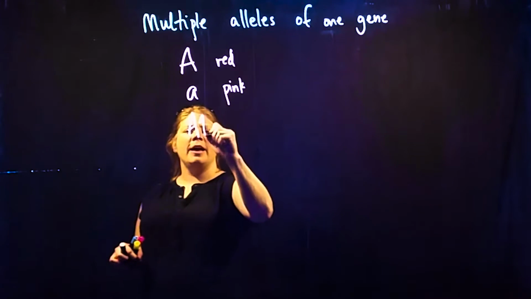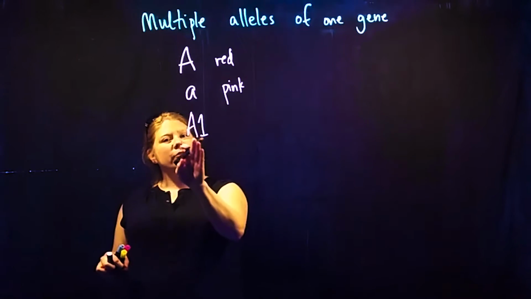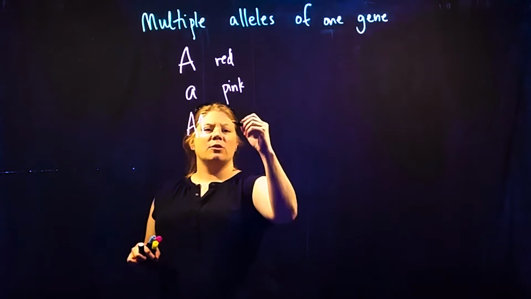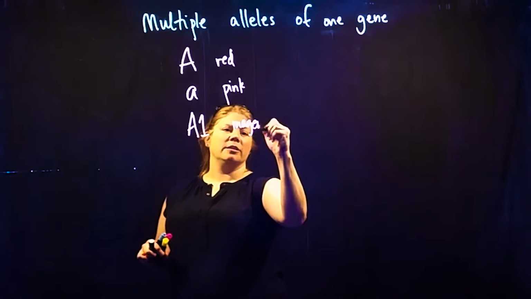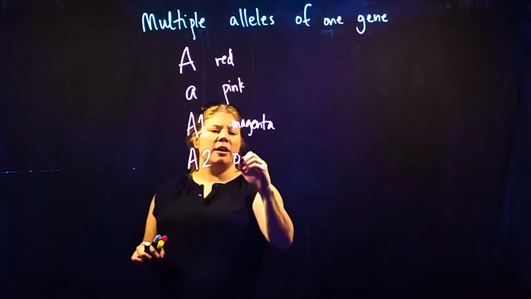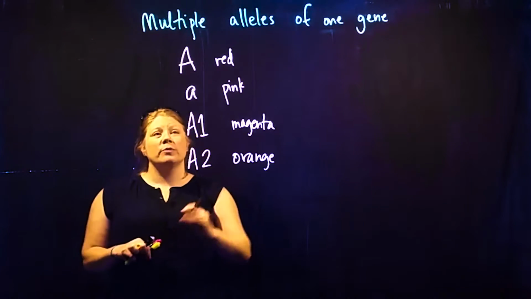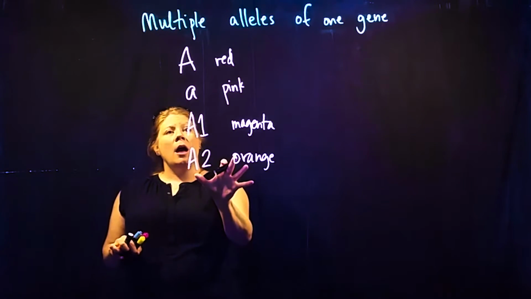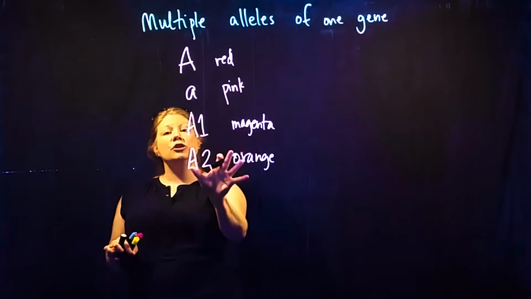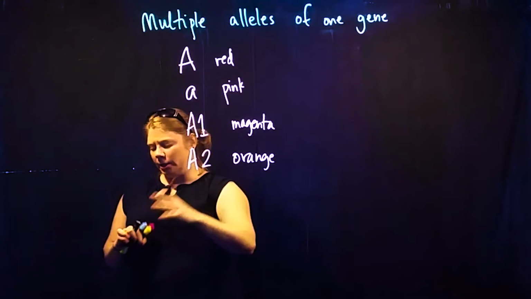And maybe we have an A1 allele that's still for gene A, but it's a different version, and it gives us sort of magenta colored flowers. And maybe we'll have an A2 allele that gives us orange colored flowers. So we've got multiple alleles, but they're all different versions of the same gene, this red color gene.